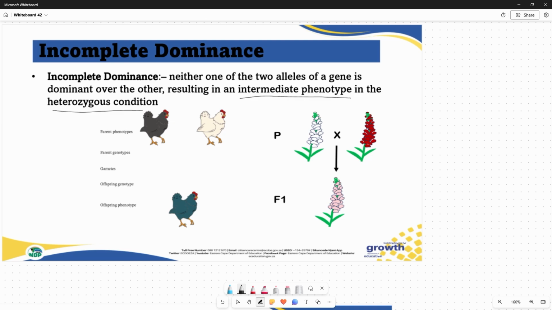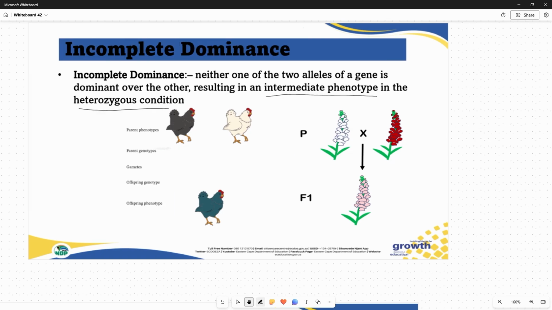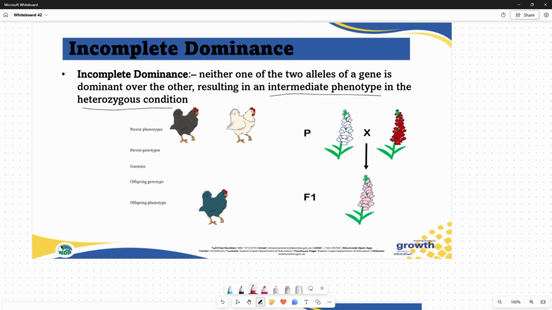So what does that mean? Let's look at the examples here. Here we have got chicken. Now the first one is black. We have this black one crossed with this white one. Now look at the phenotype of the offspring. It is neither black nor white, but it is a bluish gray type of offspring.